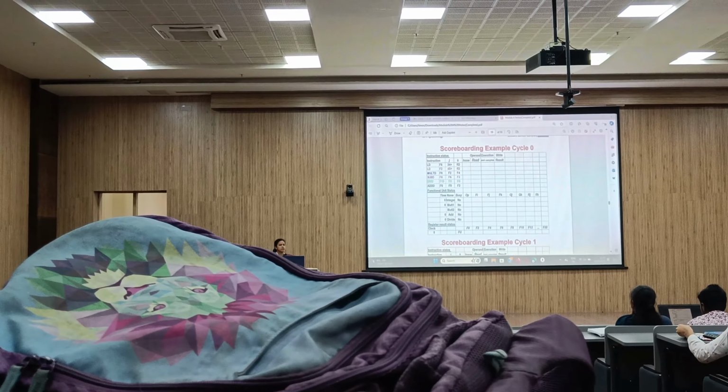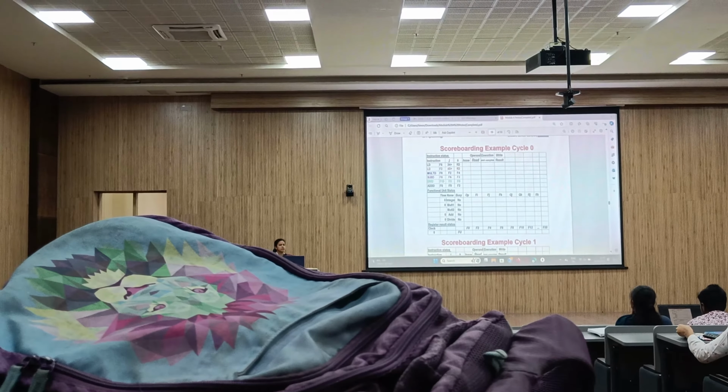What about R3? Is it available? Yes, because there is no dependency from the previous instructions. So yes. Then what is the other change here we did? F2 stores the result. So under F2, which unit is generating? Integer.